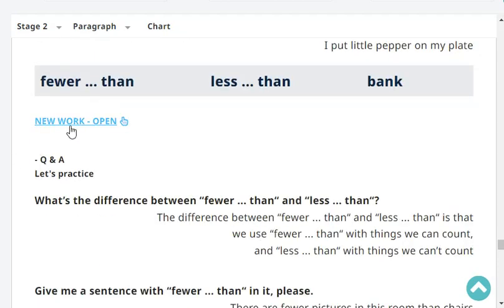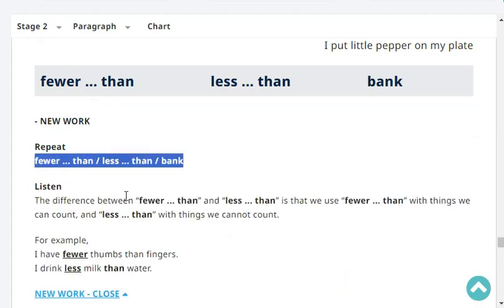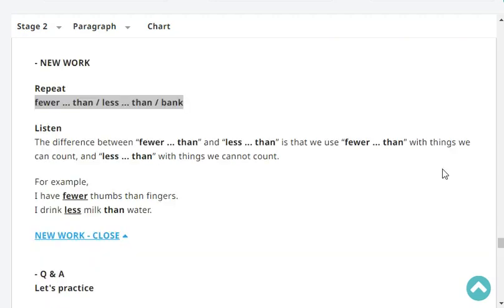Next, repeat fewer than, less than, bank. Very good. Okay, listen. The difference between fewer than and less than is that we use fewer than with things we can count and less than with things we cannot count.